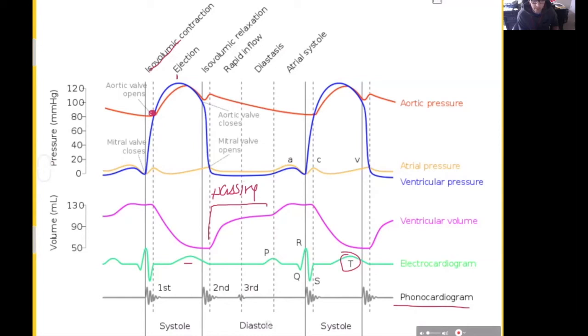As soon as that kicks off, that will cause the atrial contraction to occur. And this is what we see right here in this upstroke that we see in the atrial pressure. And because the mitral valve is open right now, we also see an upstroke in the ventricular pressure. And we kind of showed this in our PV loop last time.